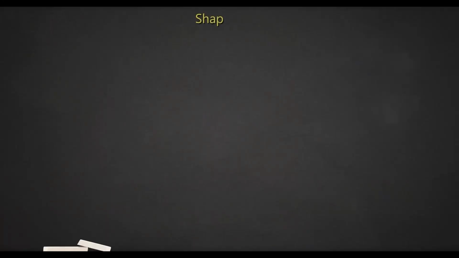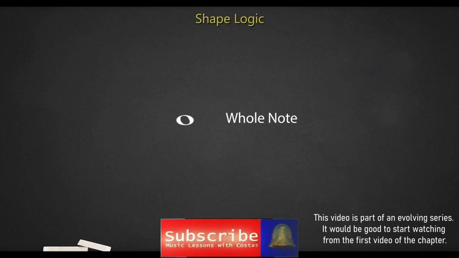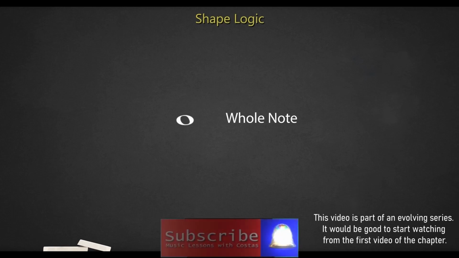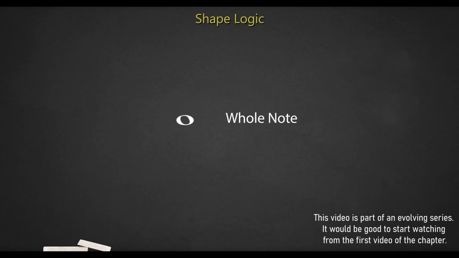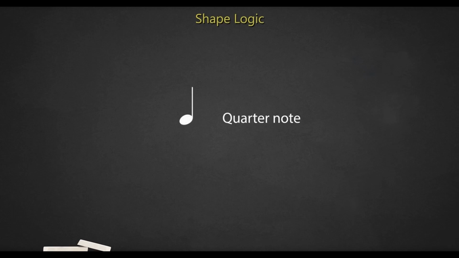The symbols of these values also follow a very simple logic. The highest value, that is the whole, 4 beats, is the simplest shape, a circle. Each subdivision is reduced to half as far as the duration is concerned, and a small graphic element is added in terms of appearance. For example, half of the duration, 2 beats, and 1 line is added to the circle. In the quarter note, we have half the length of the previous one, 1 beat now, and in the graphic, the circle becomes black.